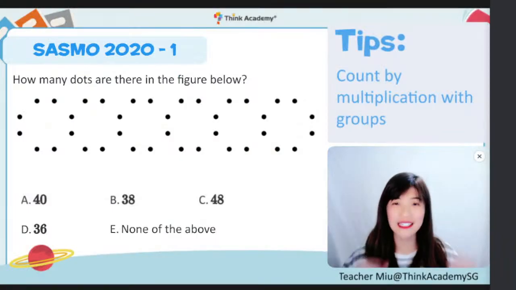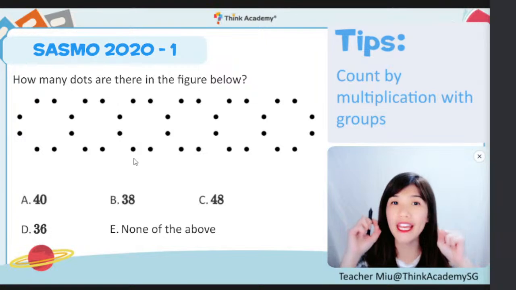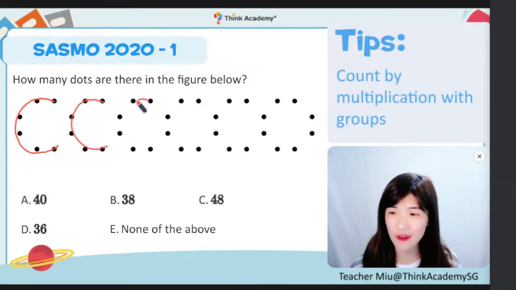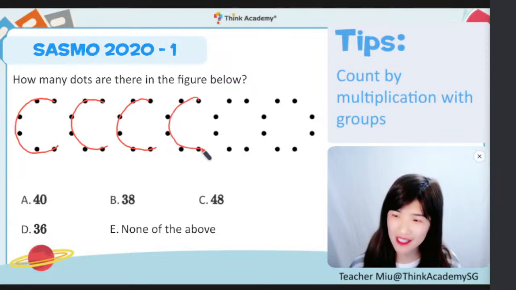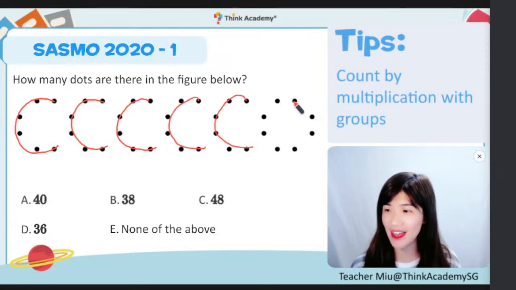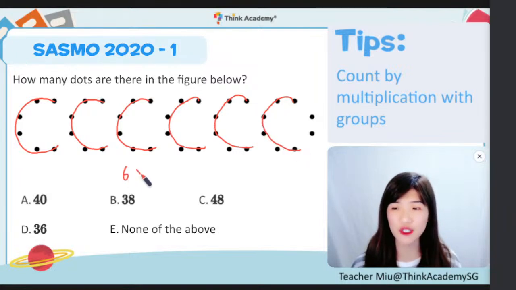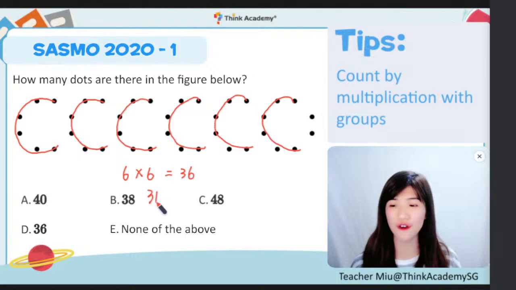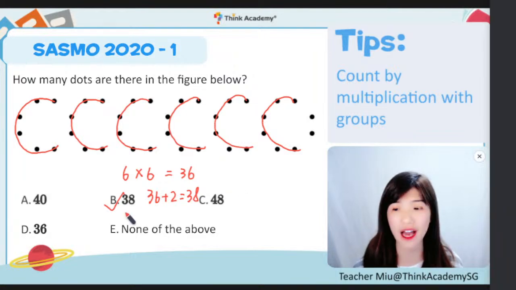Now let's try to consider it not as a group of 8 as a circle, but as a group of 6 to make a letter C. So this is one group of 6, one letter C, right? 2 groups of 6, and then 3 groups of 6, 4 groups of 6, 5 groups of 6, and then 6 groups of 6. Now that we have 6 groups of 6, there are 36 dots here. But don't forget, you still have 2 remaining. So we will use 36 plus 2 equals 38 dots. That's why we come to the answer 38.